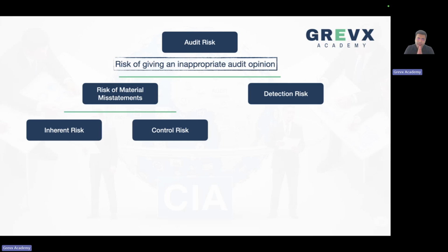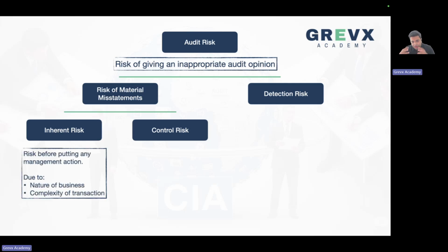Now, what is inherent risk, guys? Inherent risk is a risk which is there before you doing anything, before you taking any action, before you putting any control in place. A risk which is there by default. Now, this might be due to the nature of business, the complexity of the transaction, and any such reason. But it is a risk which is there before you doing anything. That is inherent risk, right?